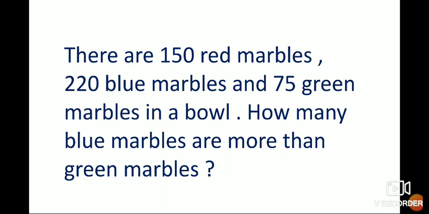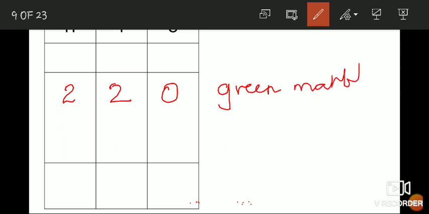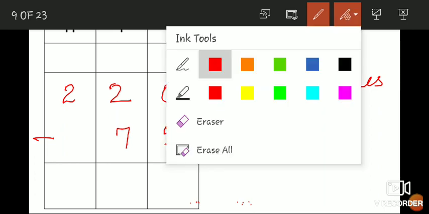Okay, so let's place our numbers. The bigger number will be on top. 220 are green marbles. You have to minus, no? Minus 75. Sorry, these are blue here.